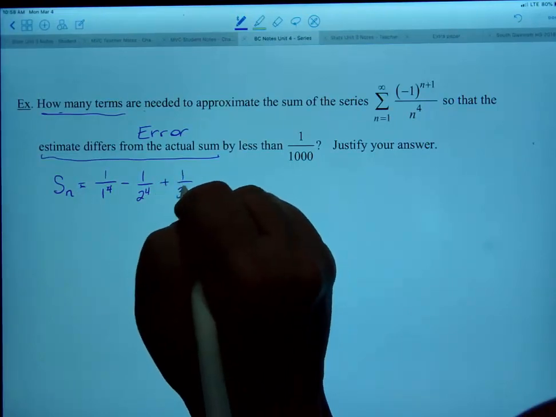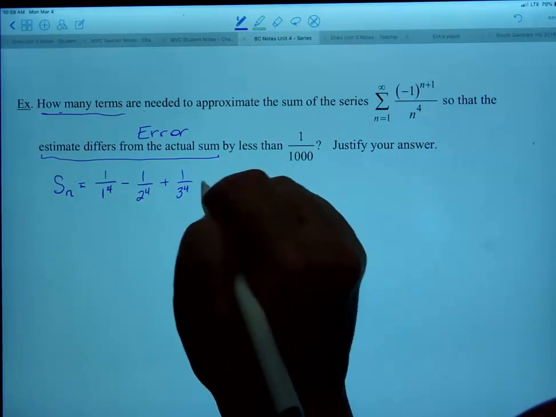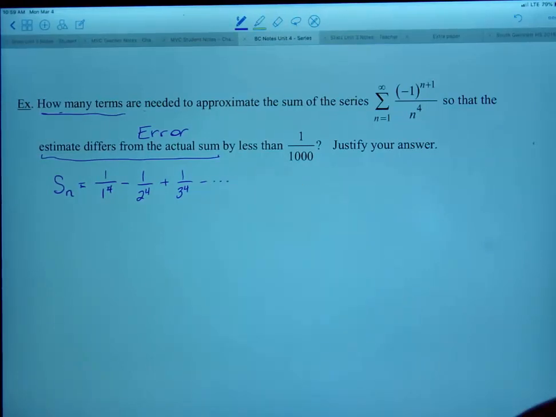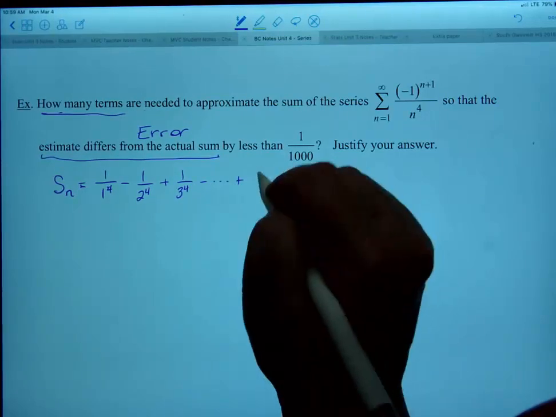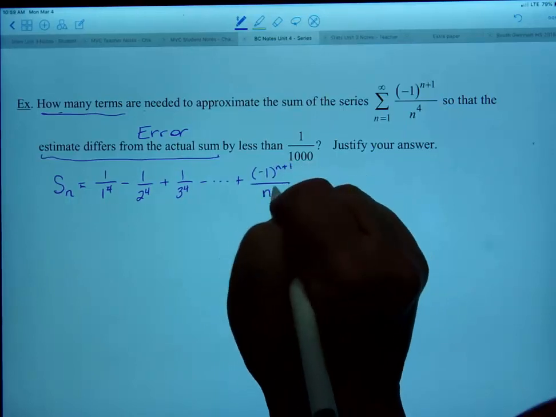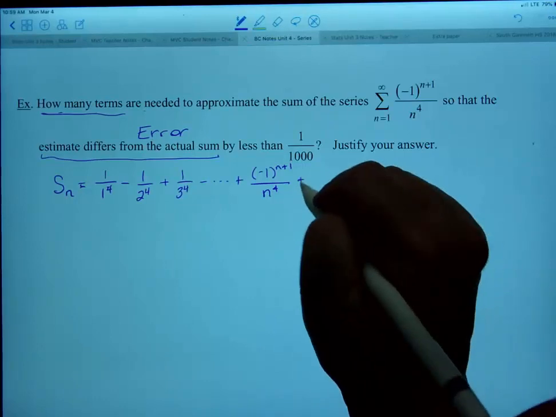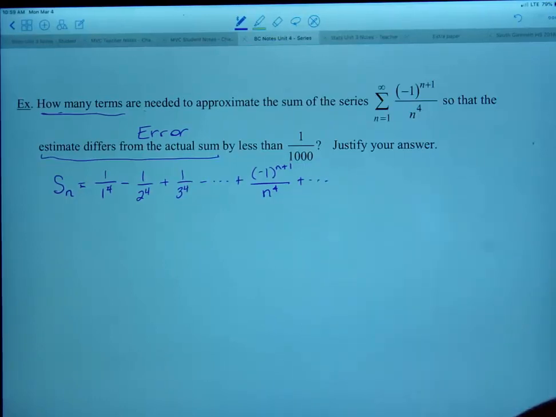Do you know what 3 to the 4th is in your head? 81. There you go. Dot, dot, dot. And the nth term is going to be what you see in the sigma: negative 1 over n plus 1, plus 1 over n to the 4th. And they actually like you to say that it keeps going past that, because it does.